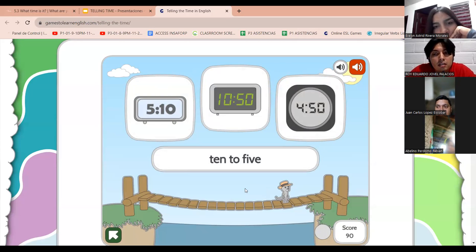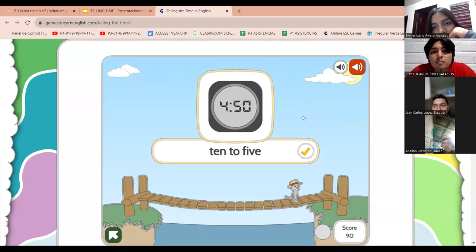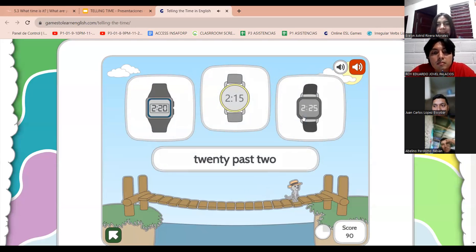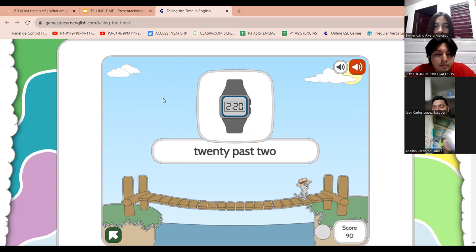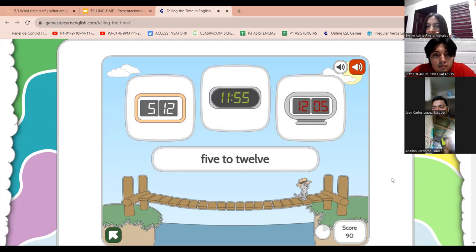10 to 5. Option 3. 20 past 2. It's 5 to 12. 5 to 12?